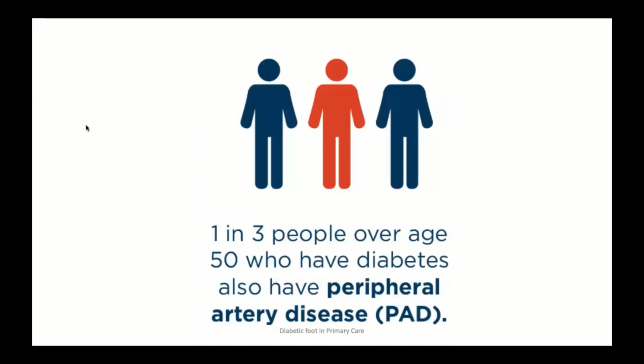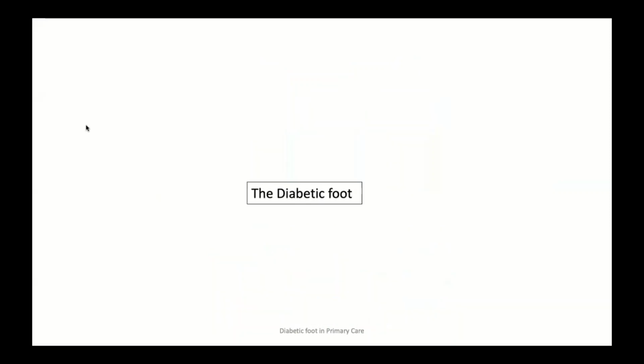So what does that mean to us? That means that at least 1 in 3 of these who are over 50 are likely to have peripheral vascular disease. So of the 1.3 million, we're expecting quite a significant proportion to have peripheral vascular disease as well.